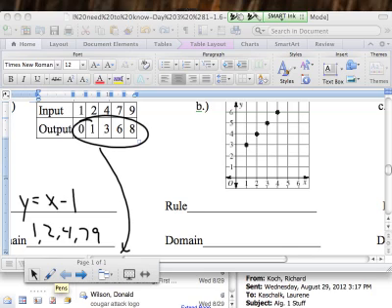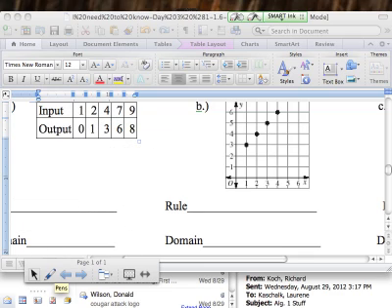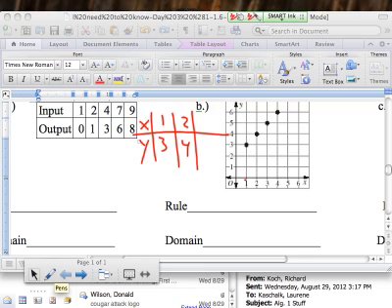Okay, so now as I look at part B, my suggestion is that it's always easier to identify a rule once you have a table. So the first thing I would suggest doing in part B is create your XY chart, your input-output chart. You have 1, 3, and then 2, 4, and then 3, 5, and 4, 6.